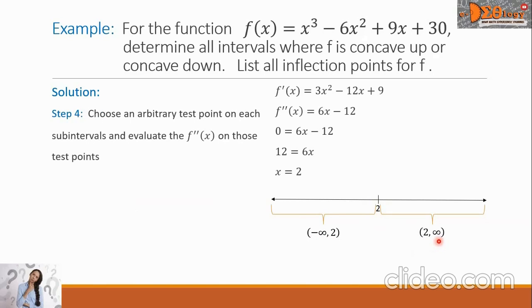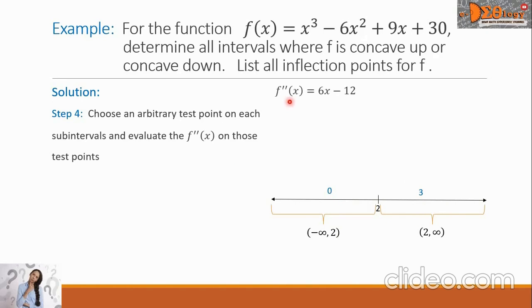Now, we have step 4, and that is to choose an arbitrary test point on each sub-interval and evaluate the second derivative of the function on those test points. On this interval, we may choose the number 0 for easy computation, while on the other interval, we may choose the first integer after 2, and that is the number 3. Now, let us evaluate the second derivative on those test points, the 0 and the number 3.